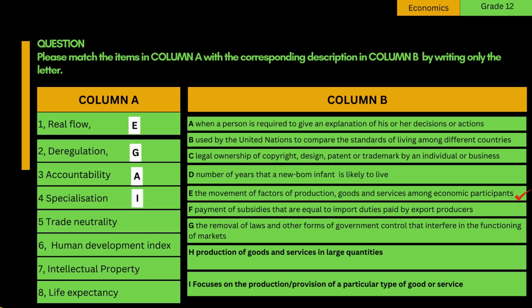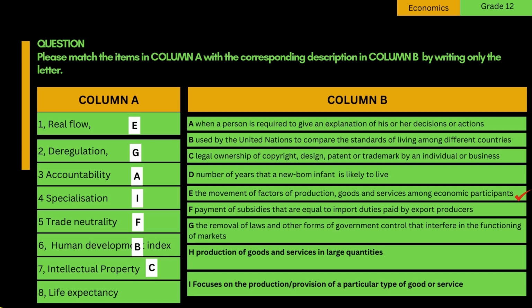5. Trade neutrality. This refers to the payment of subsidies equal to import duties paid by export producers. The correct answer is F. 6. Human Development Index. This is used by the United Nations to compare living standards among different countries. The correct answer is B. 7. Intellectual property. This refers to the legal ownership of copyright, design, patent, or trademark by an individual or business. The correct answer is C.